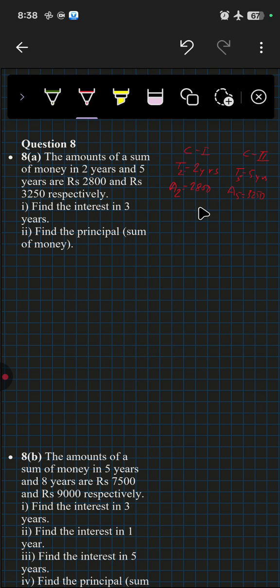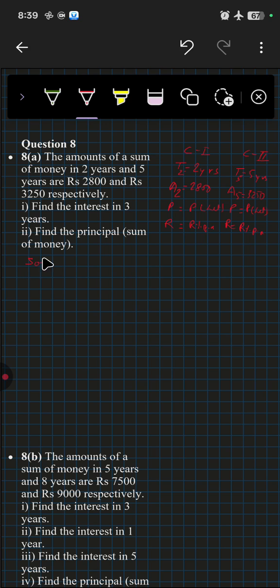Here we don't know many things, so we will have equations. The condition we know is that the principal and the rate for both are equal. So let the principal be P for both, and let the rate be R percent per annum. Now you can solve this question.